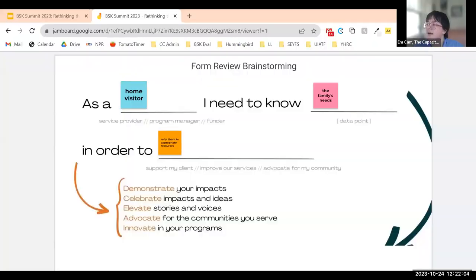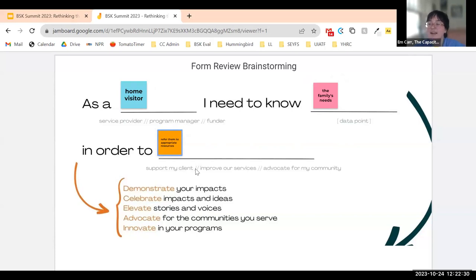For this next exercise, I'm hoping that we can do a fill in the blank situation. I put an example here, which does not have to be the one you use; I hope you discuss other examples. As a home visitor, I need to know the family's needs so I can refer them to appropriate resources. That's a little bit vague.